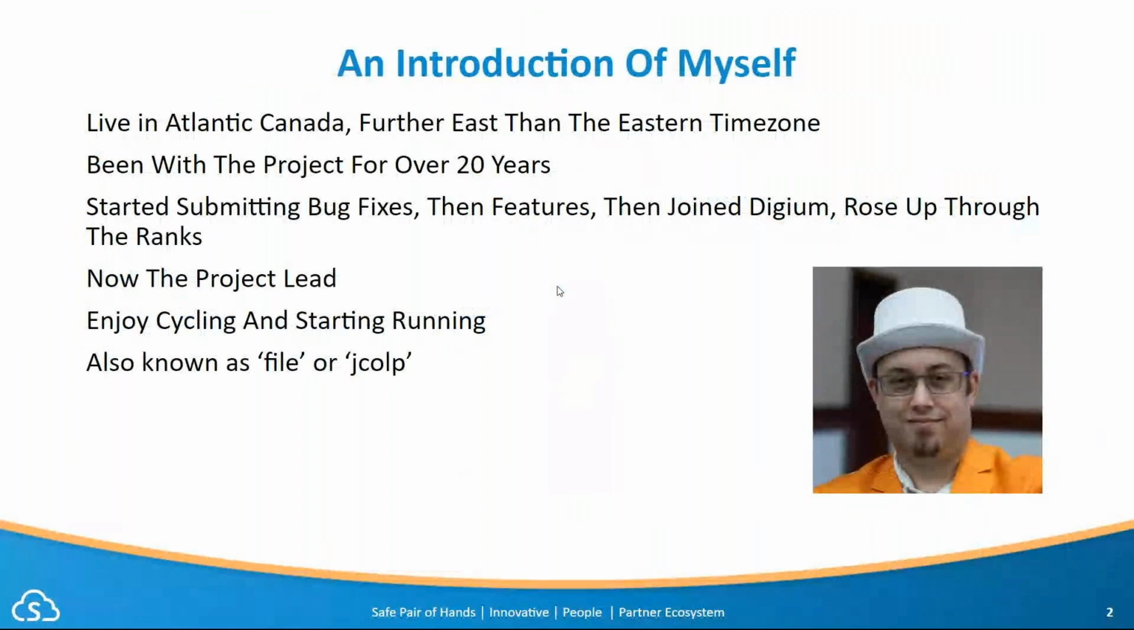So, hi everybody. My name is Joshua Colp. I'm from Atlantic Canada, which is actually further east than the Eastern time zone. We are in the Atlantic time zone, which is an often forgotten time zone. I've been with the Asterisk Project for over 20 years at this point. So I've seen it go from a beginning of a project to a big one, gaining testing stability. I've seen quite a lot of things. I started out submitting bug fixes, then moved on to features, eventually joined Digium as a software developer on Asterisk, and then rose up through the ranks, where I am now the project lead.